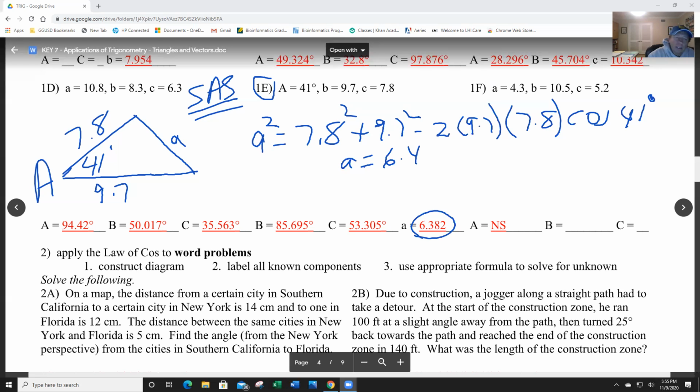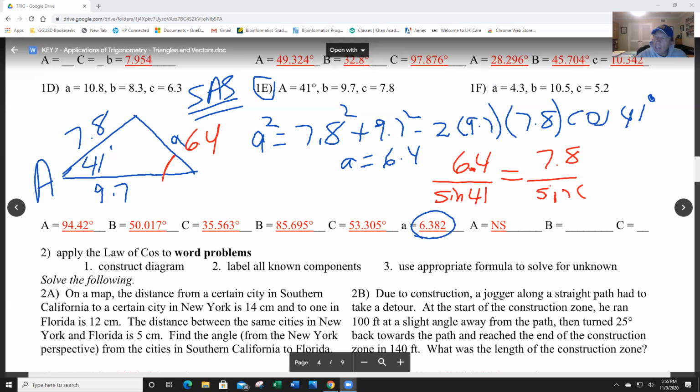Okay, so we got this at 6.4. The law of sines, do the smaller side next. Okay, the next smallest side is going to be the 7.8 side right there. No problem. So I'm going to go 6.4 over the sine of 41, and that's going to equal 7.8 over the sine of C. Fantastic. Okay? And that comes out about 53 degrees.